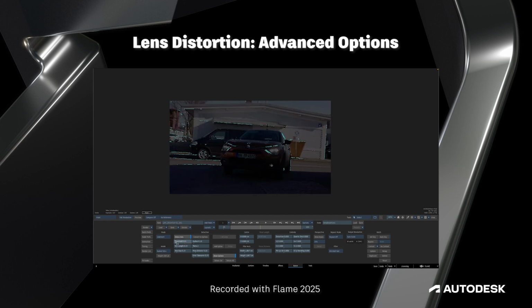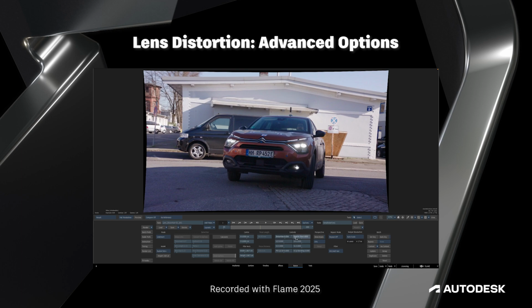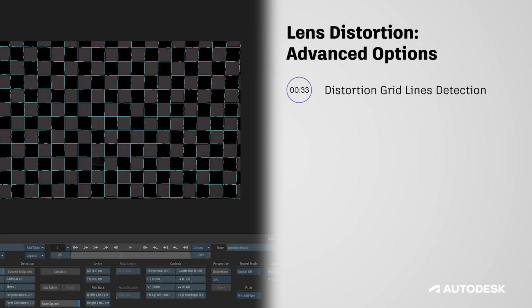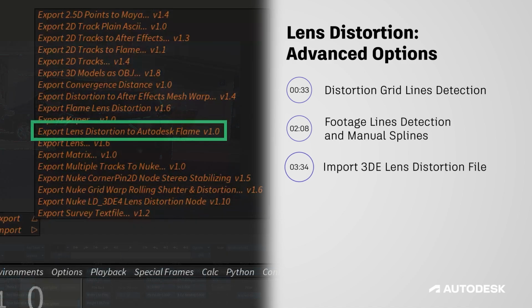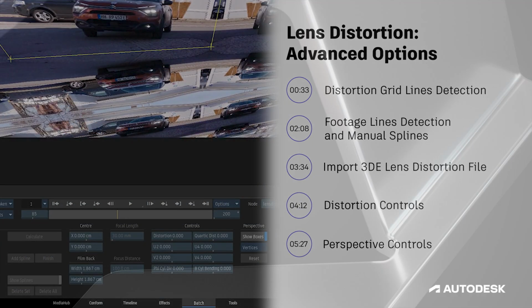In the previous video on the Lens Distortion node for Flame 2025, we went over the basics of Lens Distortion and how to use the new node. And in this video, we'll be talking about some of the more advanced features: spline detection, integration with 3D Equalizer, and some of the more advanced controls.